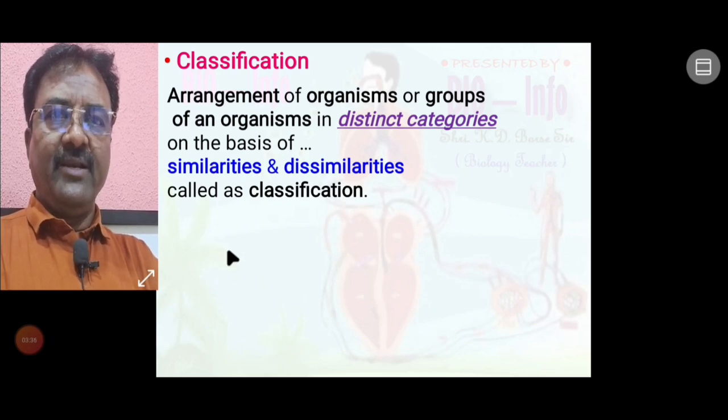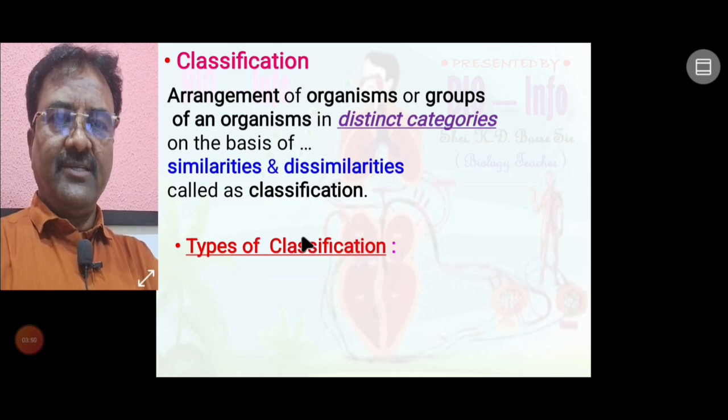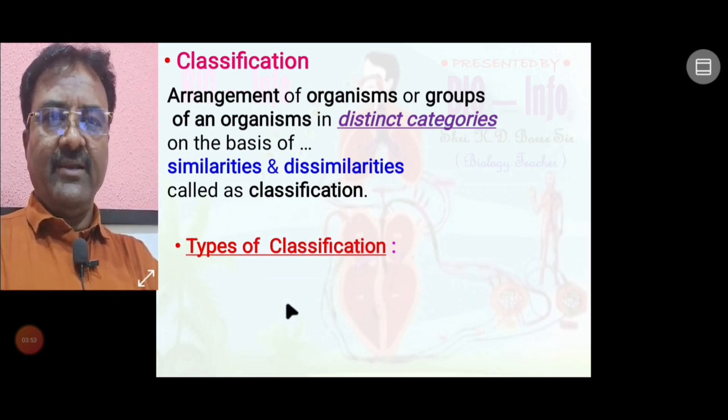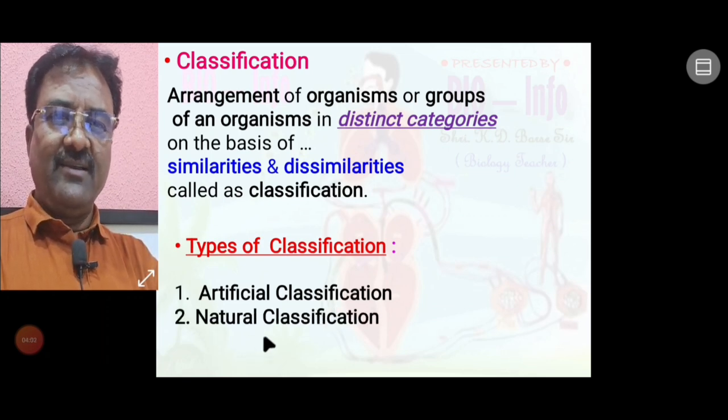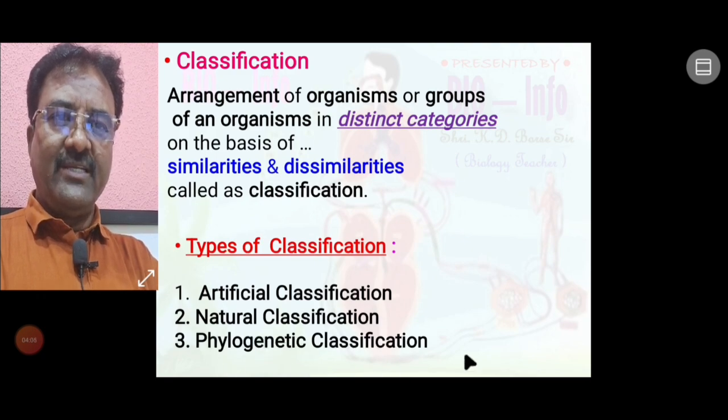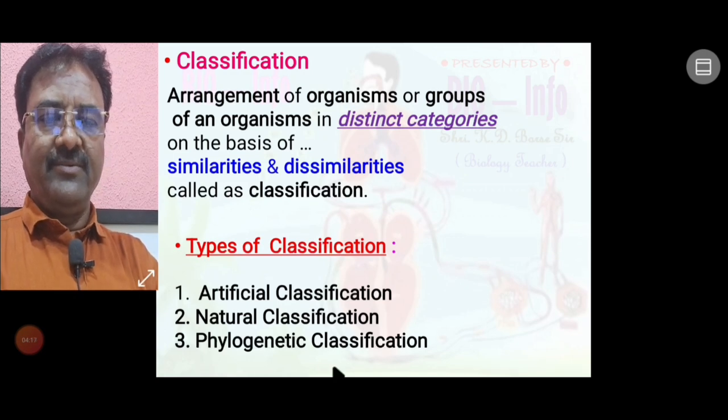You know, animal classification and plant classification are arranged by distinct categories on the basis of similarity and dissimilarity. Classification is done by different types: number 1, artificial classification; second, natural classification; and number 3, phylogenetic classification. There are three different types of classification: artificial, natural, and phylogenetic. We learn one by one.